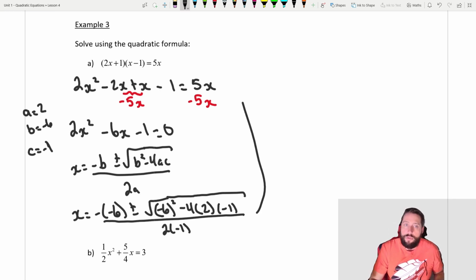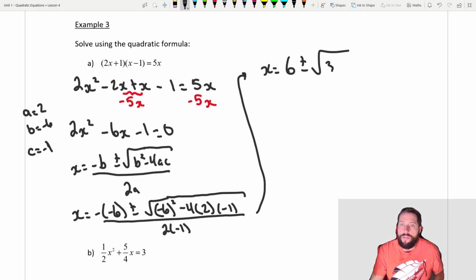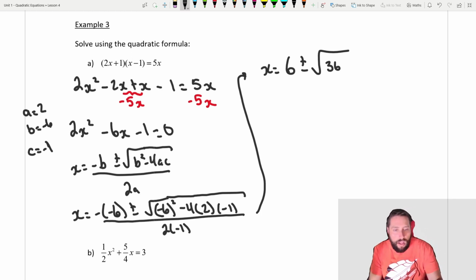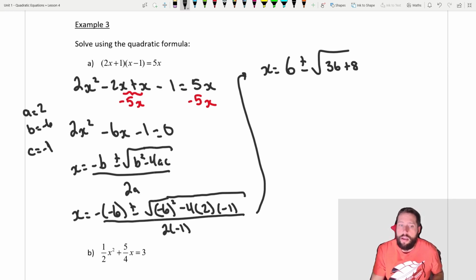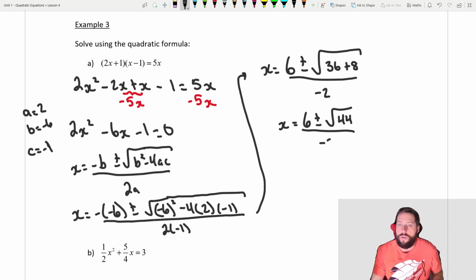I ran out of room, so I'm going to go up here. So we have x is equal to 6 plus or minus the root of 36. Here we have negative 4 times 2 is negative 8, multiplied by negative 1, which is 8, all over negative 2. So this is going to be x is equal to 6 plus or minus the root of 36 plus 8 gives us 44, all over negative 2.